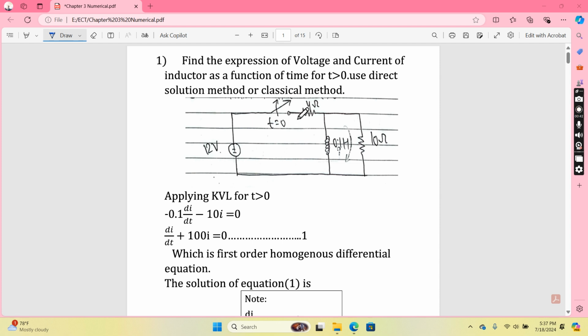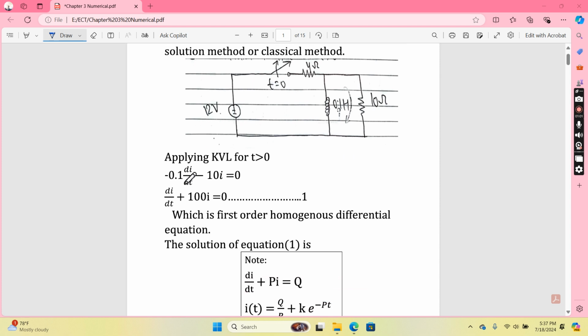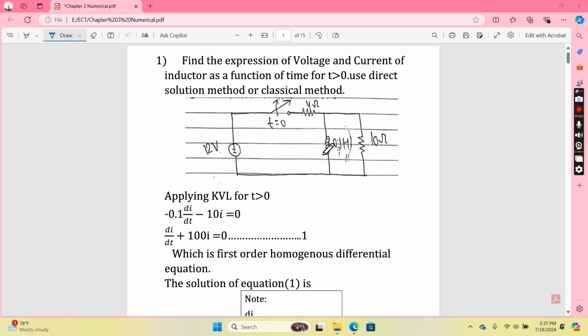Here at t equal to 0 the switch will be open. There is no use of KVL in the left loop for t greater than 0, so we will apply KVL in the right loop, and we have assumed a loop current in the right loop. Now applying KVL, we know the voltage for an inductor is given by VL equal to L dI by dt. Now applying KVL for t greater than 0 in the right loop, minus 0.1 dI by dt minus 10 I equal to 0.